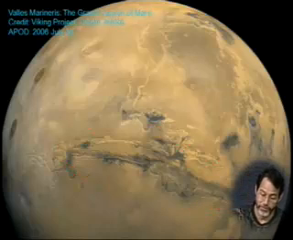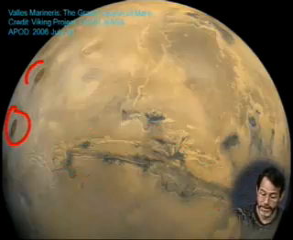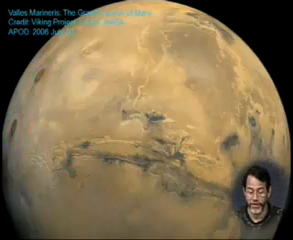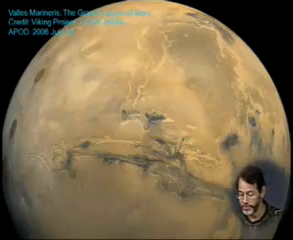Also on Mars, you see some tremendous volcanoes here. Huge volcanoes, and since there's not a lot of plate tectonics on Mars, these volcanoes just get bigger and bigger. So some of the largest volcanoes in the solar system are also found on Mars.